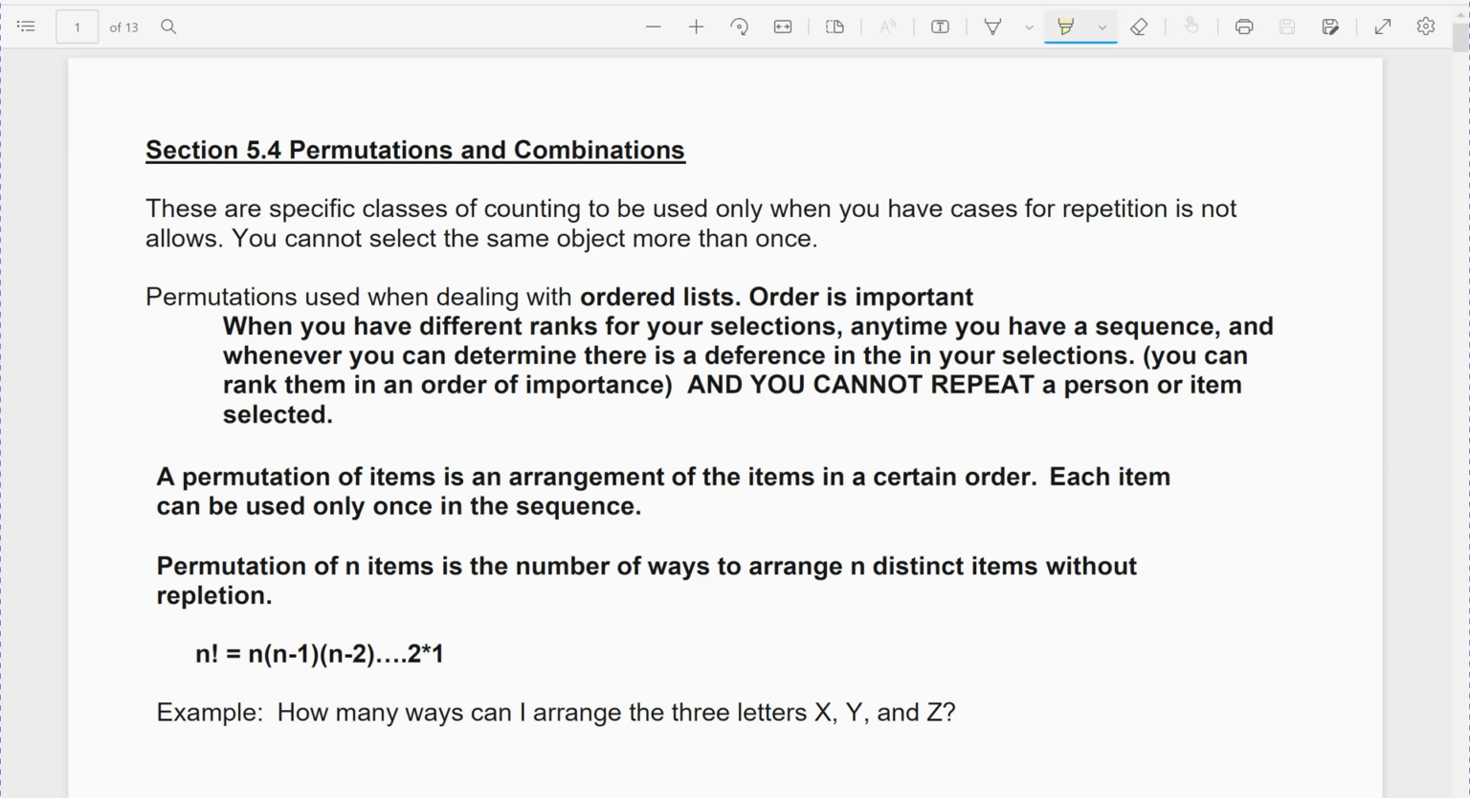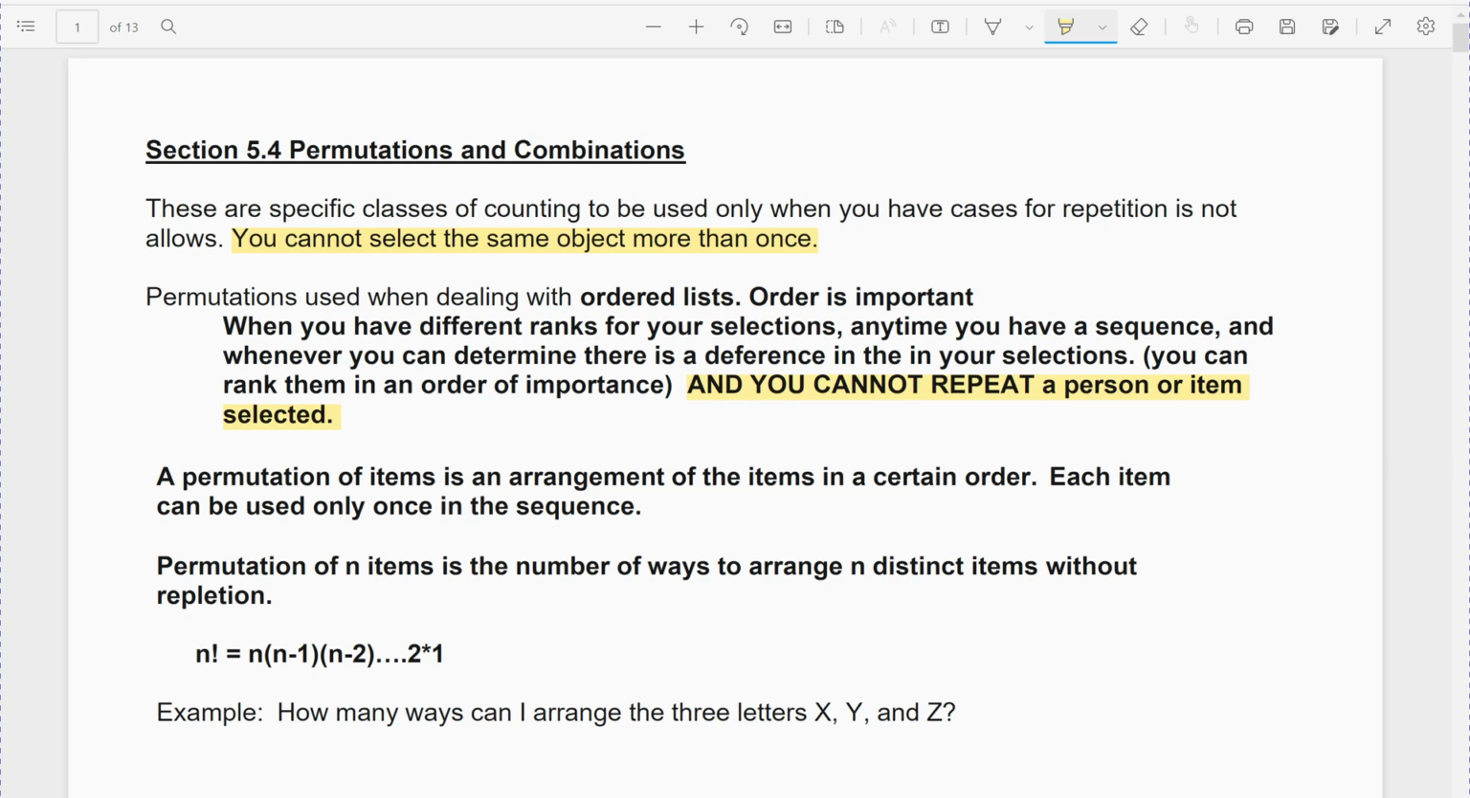only use permutations and combinations when one very important thing is true: you cannot select any item more than once. So this is only used in the cases where there's no repetition allowed, no replacement, nobody can be picked more than once. Again, you cannot repeat a person or an item. Once that's established, then there's a difference between permutations and combinations, the counting techniques.